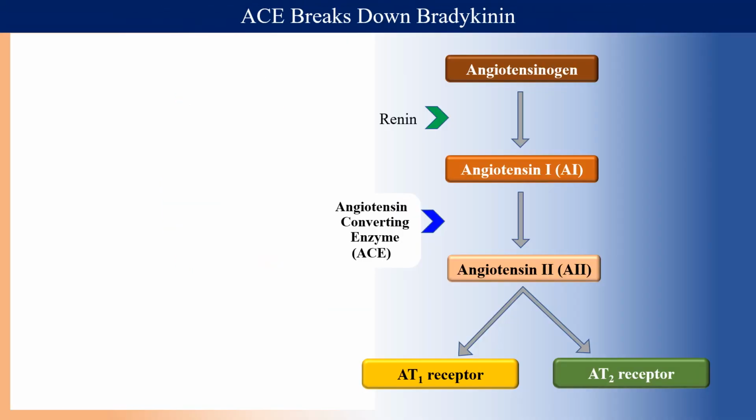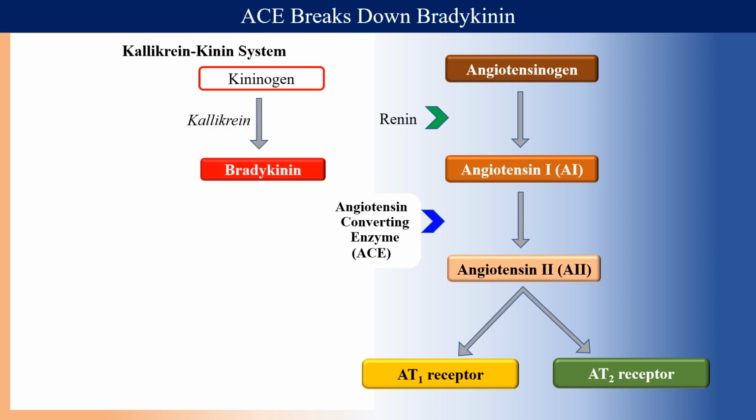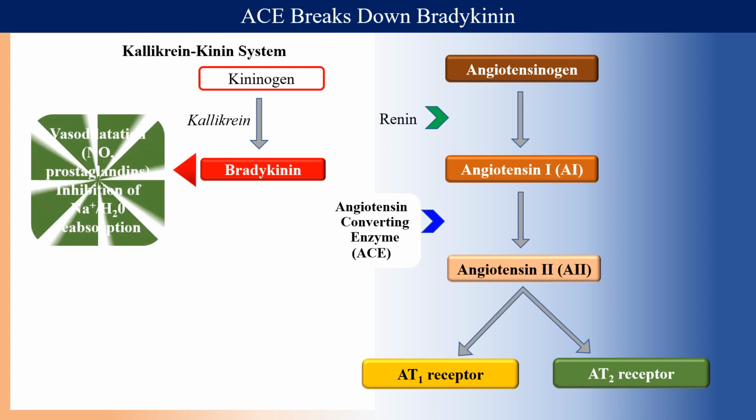As it turns out, ACE is also involved in another set of hormonal system called the kallikrein-kinin system. Similar to RAS, the kallikrein-kinin system is also present in both circulating and tissue systems. Briefly, this system starts out with kininogen to form bradykinin with the help of the enzyme kallikrein. Bradykinins mediate vasodilatation via stimulation of nitric oxide and prostaglandin formation. Bradykinins also inhibit renal sodium and water reabsorption, among others.